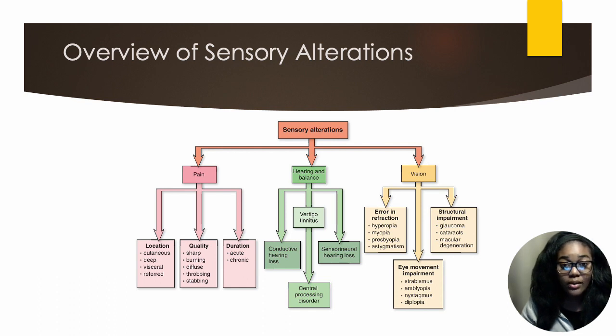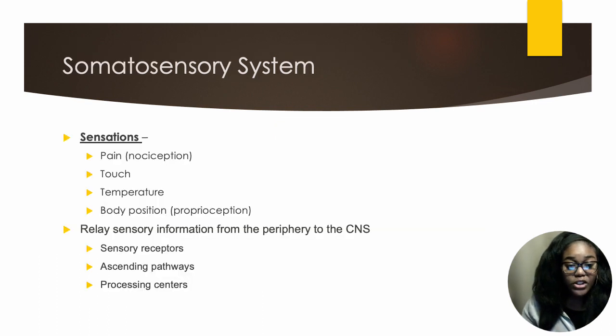As we go through our lecture, you'll see bits and pieces of this and why they are alterations. The first thing I want to talk about is your somatosensory system, and this is your sensation. More specifically, this deals with your touch and how your body responds to the outside environment. We have different sensations. We have pain, which is also known as nociception. We have touch, we have temperature, we have body position, which is kind of a peripheral way of feeling sensation. That's proprioception.